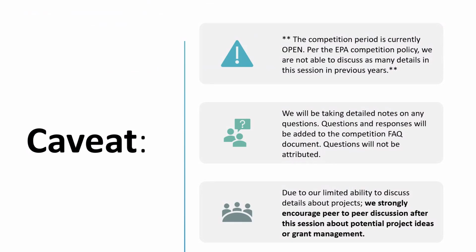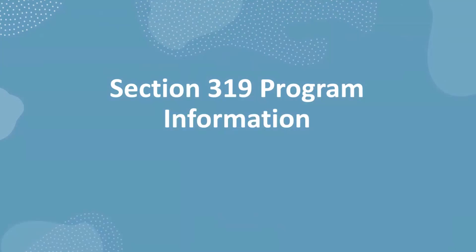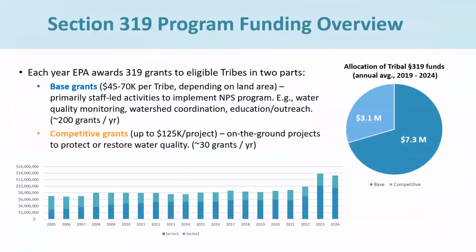Now we're going to talk about just the Section 319 program. I'm not sure how many of you know all the details of it, so this will just be a couple quick slides. As you probably know, EPA awards Section 319 grants to tribes in two parts. The base grants are awarded annually to all tribes that have come in for the TAS for 319. These range from 45 to 70K per tribe, depending on your land area.